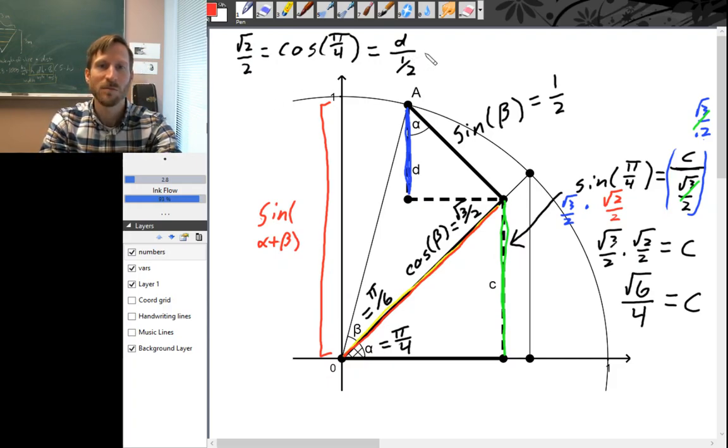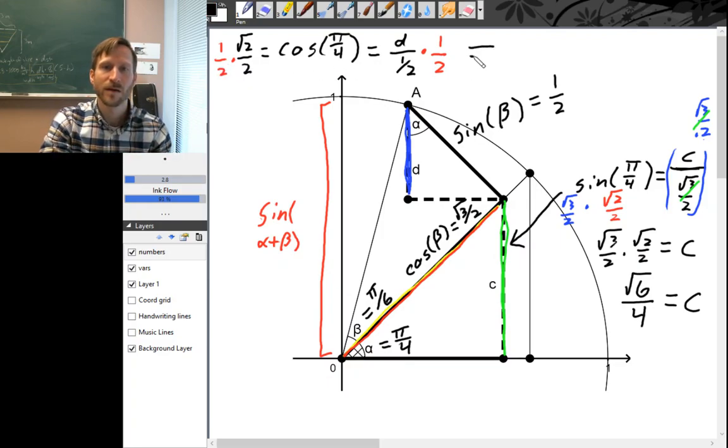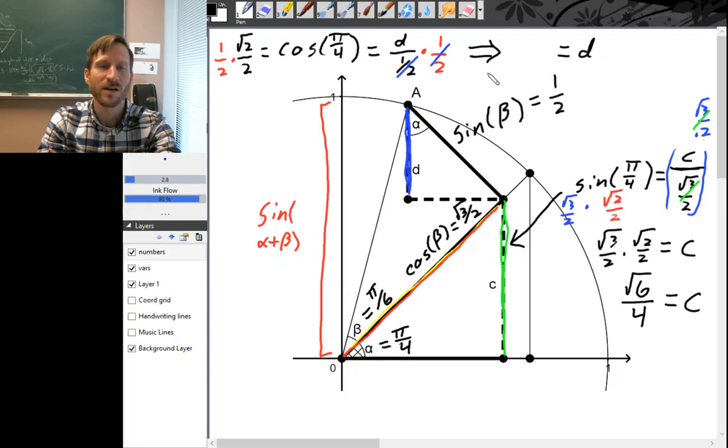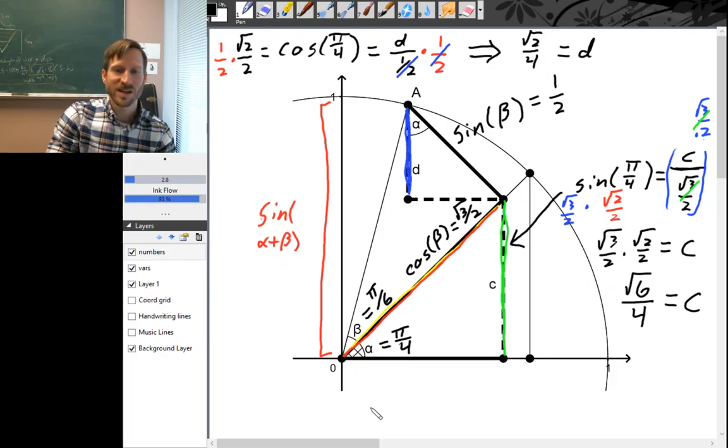And now we can multiply both sides of this by a half. On the right-hand side, the 1/2s just cancel, and we get just d. And on the left-hand side, we get root 2 over 4. Okay. So now we know d and we know c.